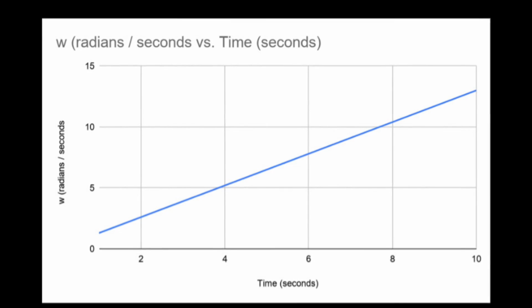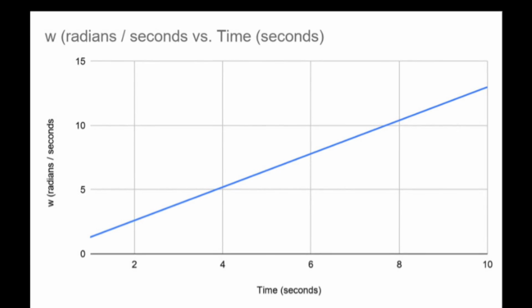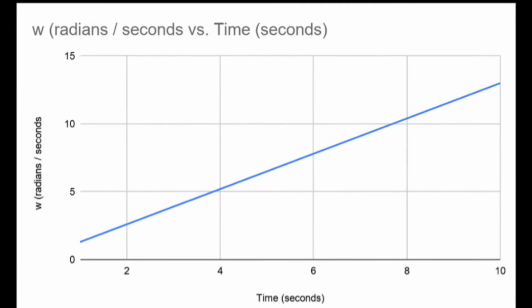There you have the graph for the accelerated motion. It is a straight diagonal line because the velocity is increasing at a constant rate.